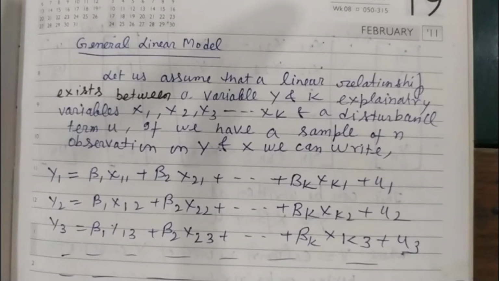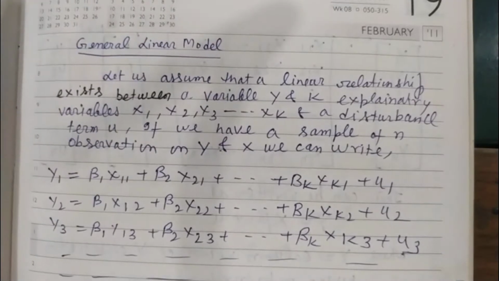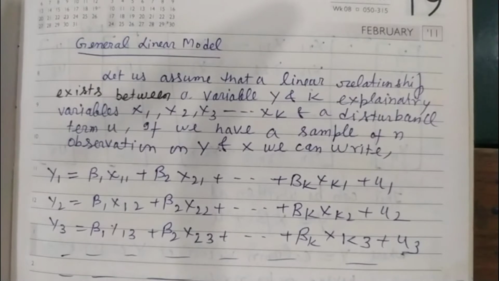A model can have two variables, three variables, or more than three variables. You can read the three-variable model in the economics book I have recommended to you, Gujarati's Econometrics. Today I am going to take the general linear model.